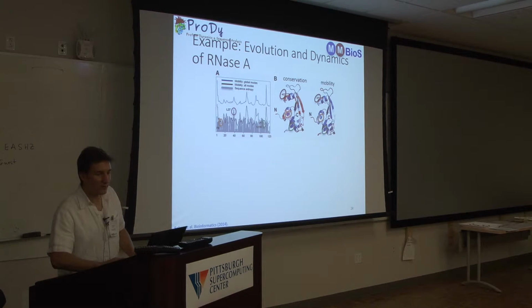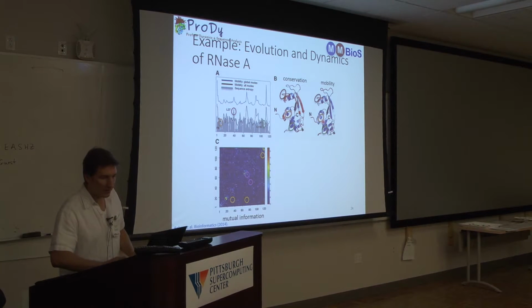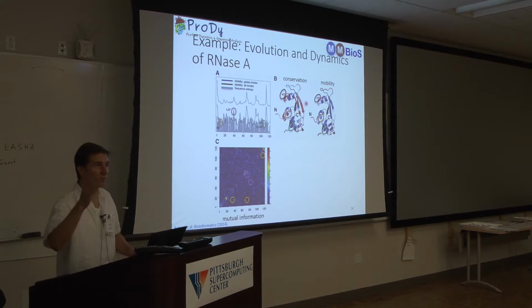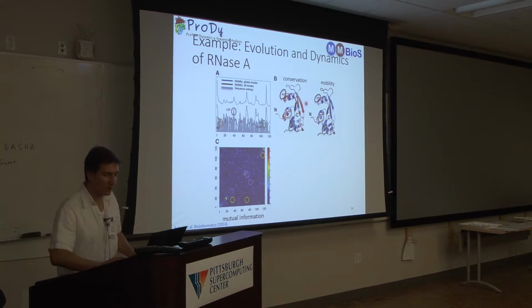So we will see that there are conserved residues, let's say on the inside of the protein, where it's necessary to keep some kind of an interaction to keep the protein together. And that turns out to be sites of low mobility. And then you can get a lot of variation in highly mobile sites, right? So residues that move around a lot tend to mutate a lot.